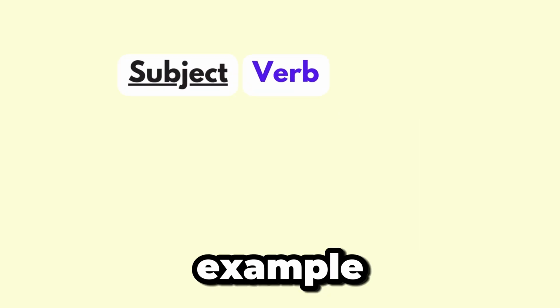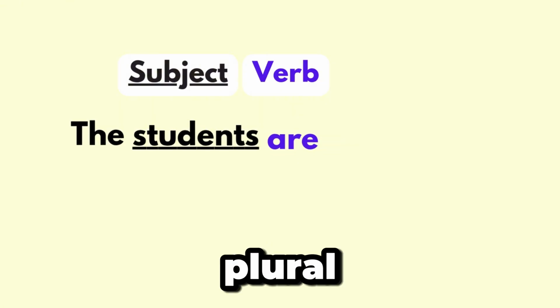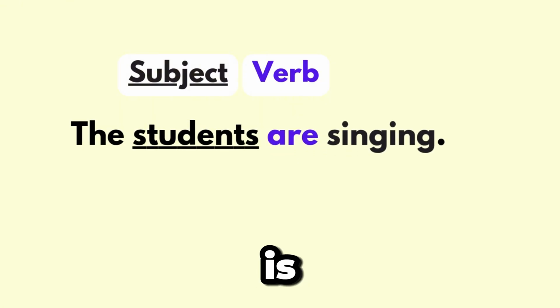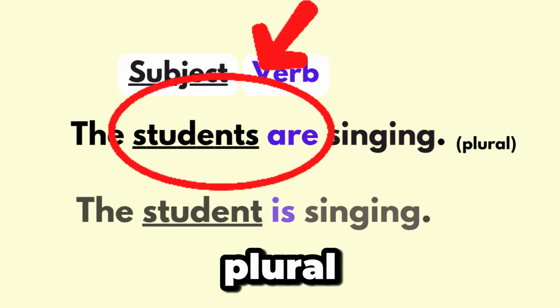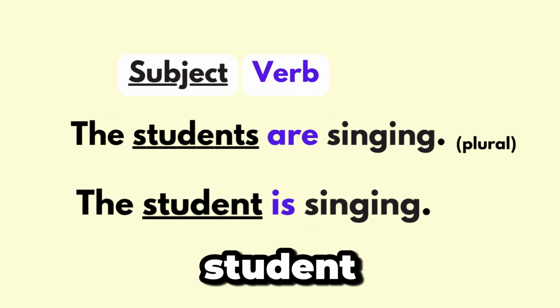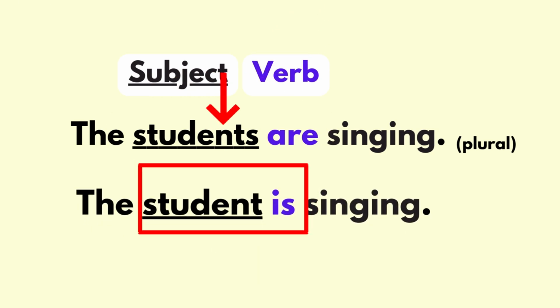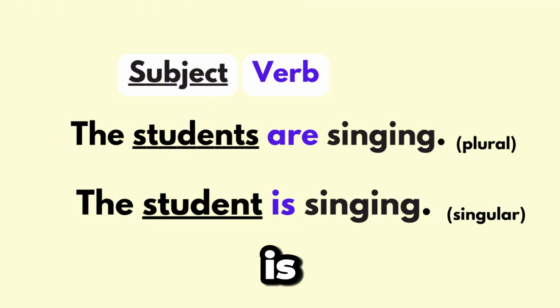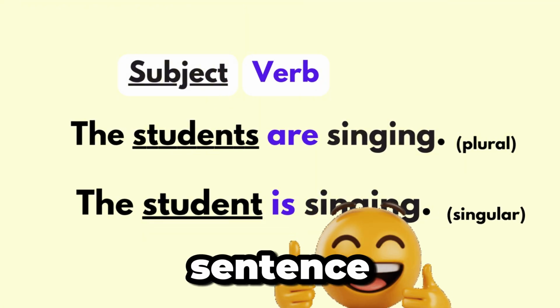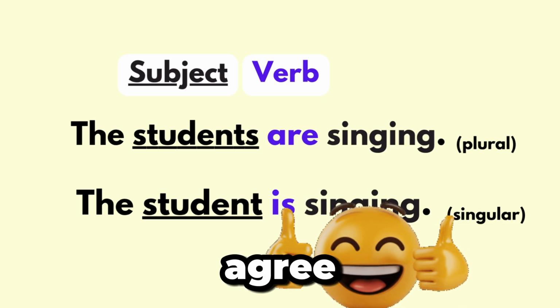Here is an example. The students are singing. This is a plural sentence because the subject is plural. Therefore, the verb are is used, which is also plural. The second sentence, the student is singing. Student, one student, is singular, so we used the verb is. That is a correct sentence because the subjects and the verbs agree.